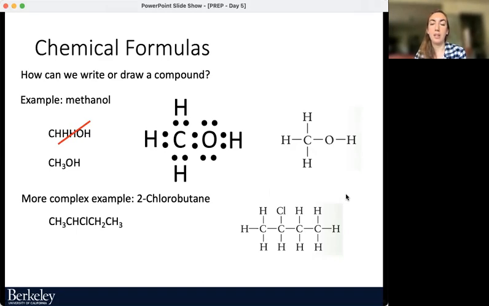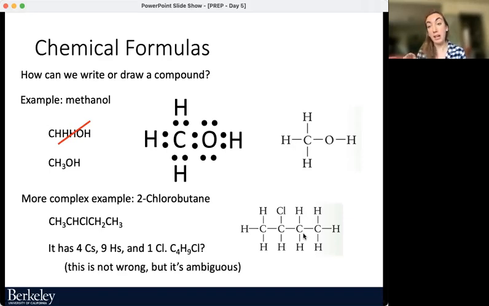So if we write this as CH3, that first carbon has 3 hydrogens. The second carbon has a hydrogen and a chlorine. The third carbon has 2 hydrogens. And the last carbon has 3 hydrogens. So this way that I've written this represents this same molecule. I can also just count total. It has 4 carbons, 9 hydrogens, and 1 chlorine. So I could write it as C4H9Cl. That would represent the same thing.